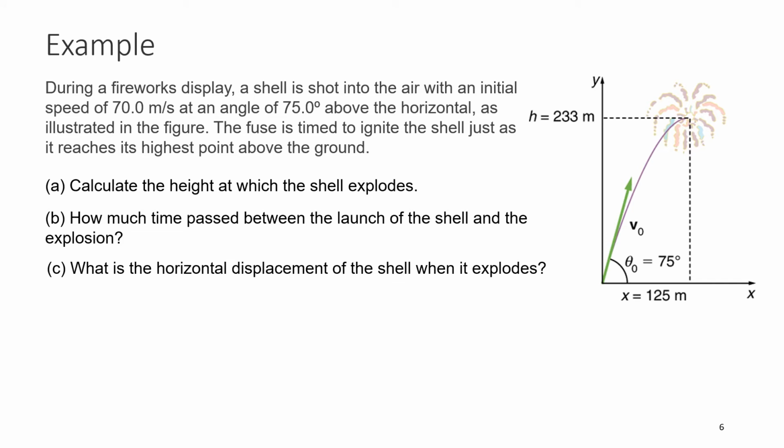In part C, it asks for the horizontal displacement of the shell when it explodes. Because air resistance is negligible, the horizontal velocity is constant. We have the horizontal displacement x equals the horizontal velocity times the time solved in part B. Since the horizontal velocity is the x component of the initial velocity, we plug in all the numbers. We have x equals 125 meters.